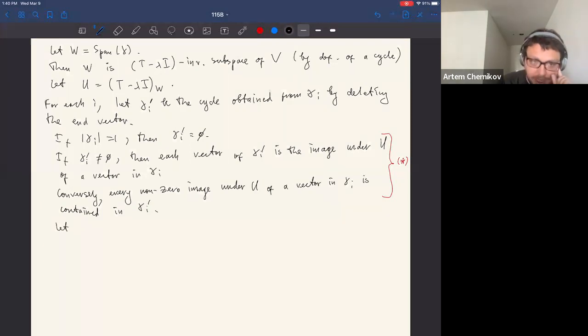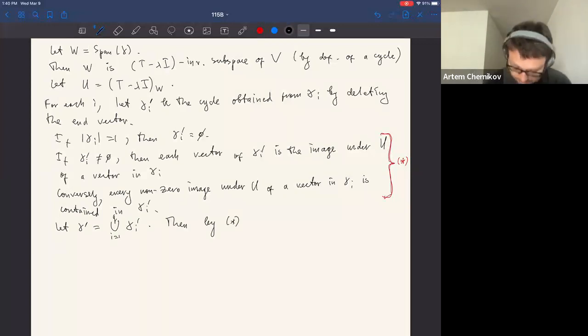And we let gamma prime be the union of gamma i prime for i from 1 through q. Then by star, given these two conditions, we have that gamma prime generates the range of U. Gamma prime generates the range of U.